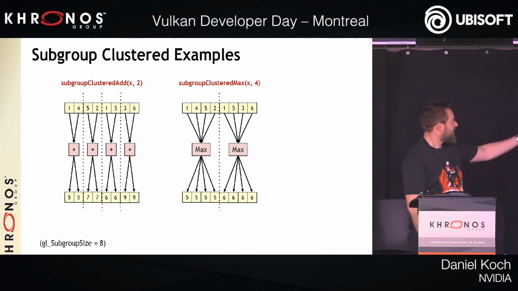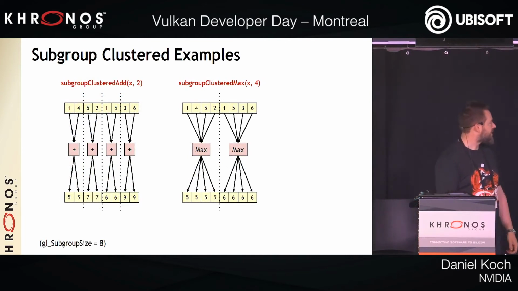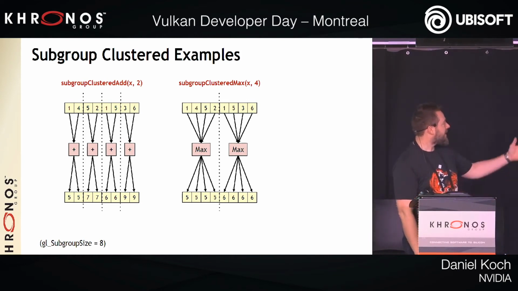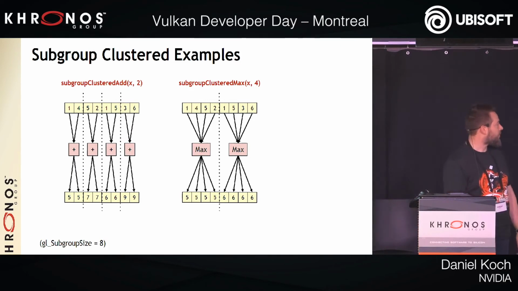An example here: the first operation is a clustered add with a cluster size of 2. It adds 2 by 2 and broadcasts the result to the 2 invocations that participated. The second example is a clustered max with a cluster size of 4.